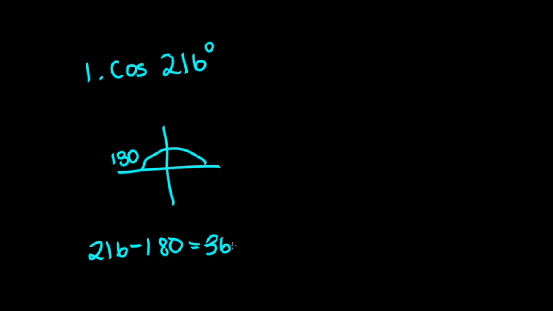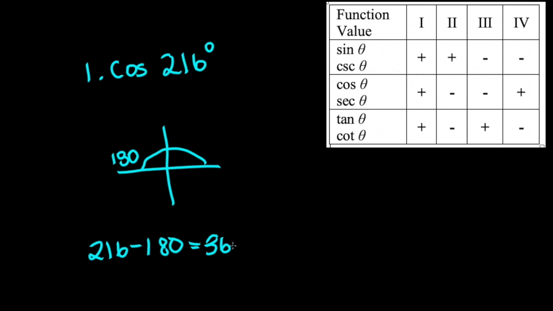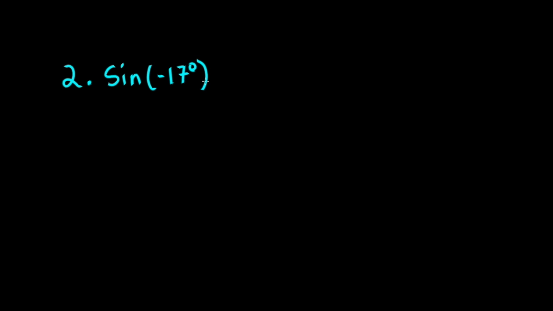We know that the angle 216 is in the third quadrant. If we go to a table, which you can see on the screen, we can see that for cosine and for quadrant 3, our answer is going to be negative. So our final answer is going to be negative cosine 36 degrees. We have answered the question because the answer is an acute angle. Let's try number 2 now.